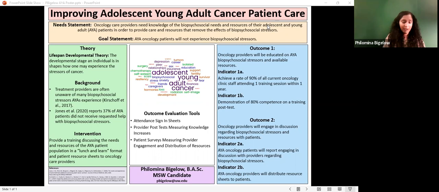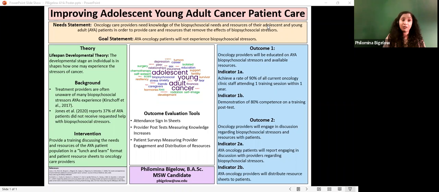There are two desired outcomes from this training. One desired outcome is that oncology providers will be educated on AYA biopsychosocial stressors and available resources. There are two indicators that this outcome will be met.